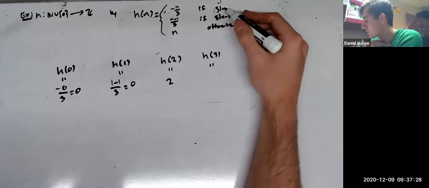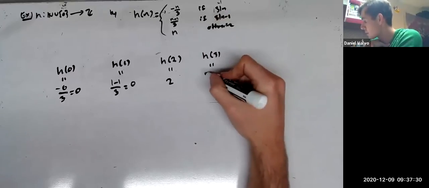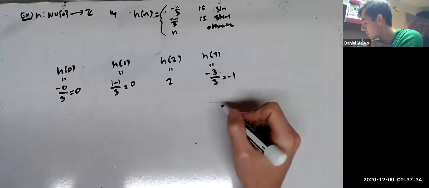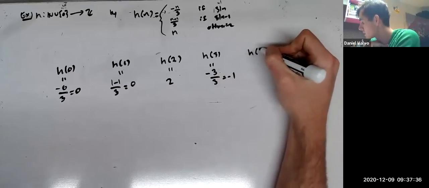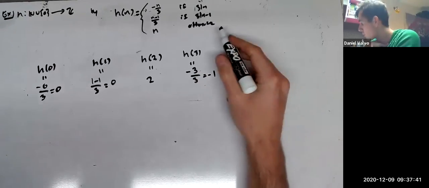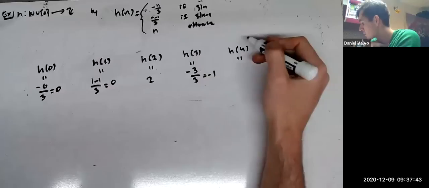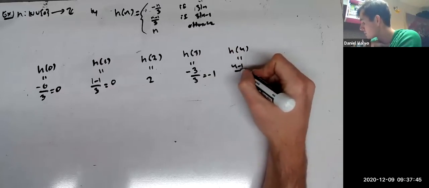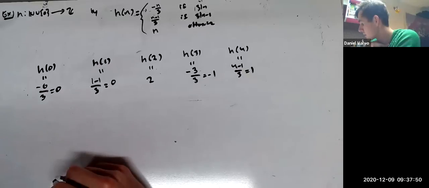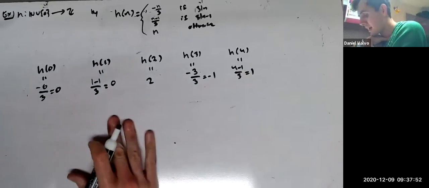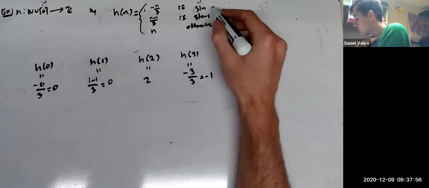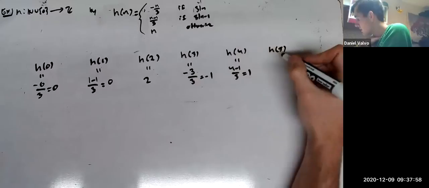H of 3, here 3 divides n again, so in the top part. So we output negative the top, negative 1. H of 4, notice that 3 divides n minus 1, 3 divides 4 minus 1. So here we're going to output 4 minus 1 over 3, which is 1. And then h of 5, 3 does not divide 5, 3 does not divide 5 minus 1. So in the otherwise case, we just output 5.